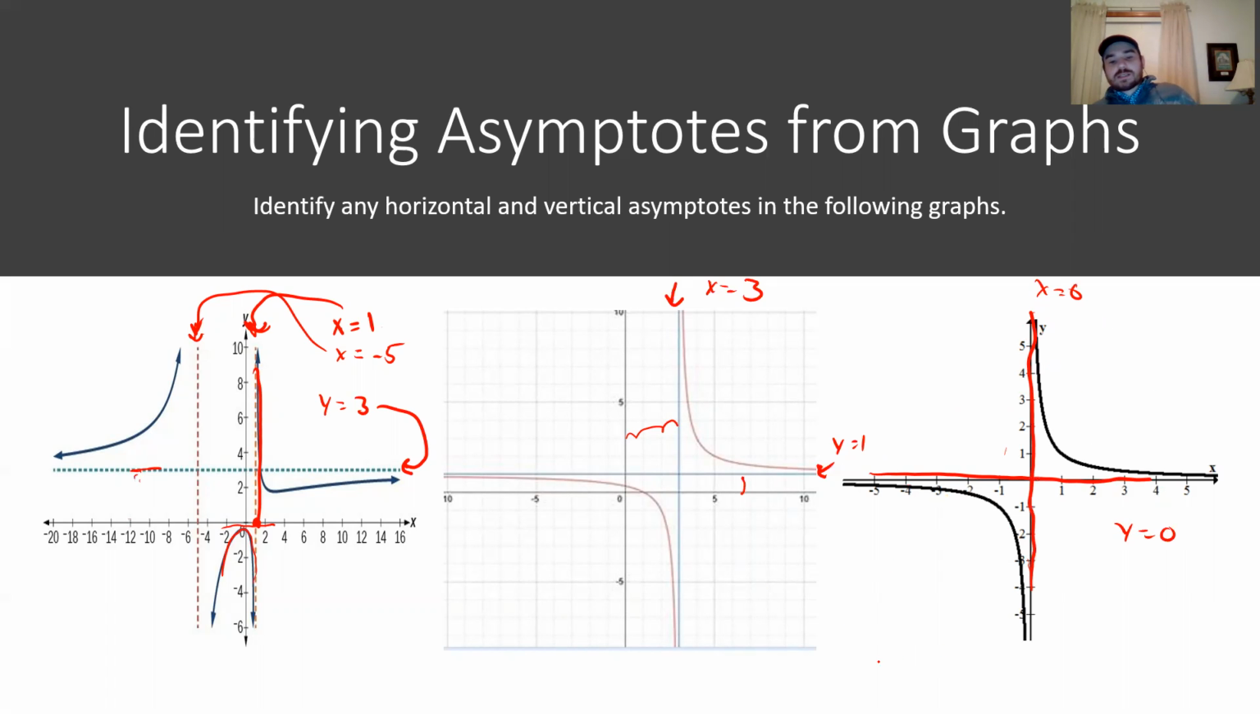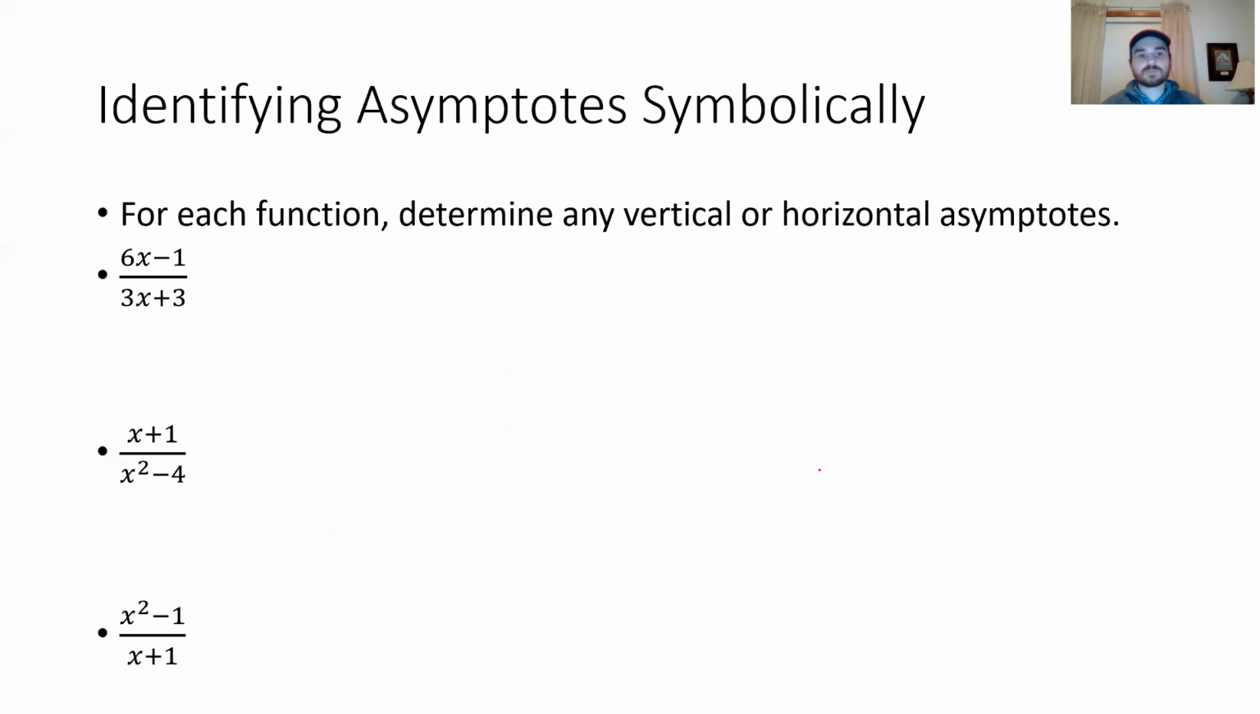So you could list these as like, horizontal asymptote equals y equals 3, vertical asymptote equals x equals 1, x equals -5. But if you just list it like x equals 3 and y equals 1, that would be fine too.